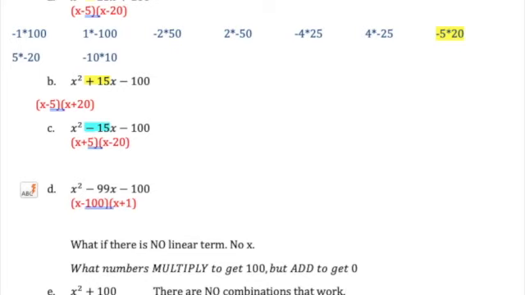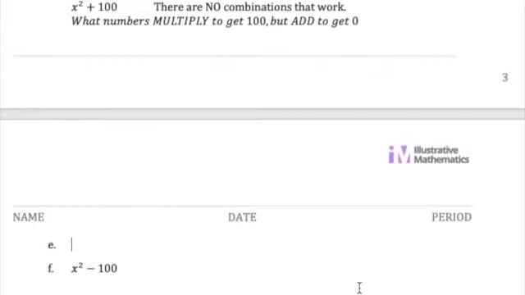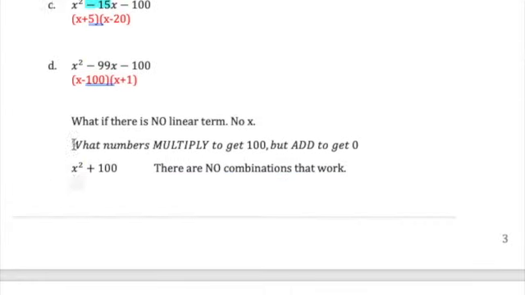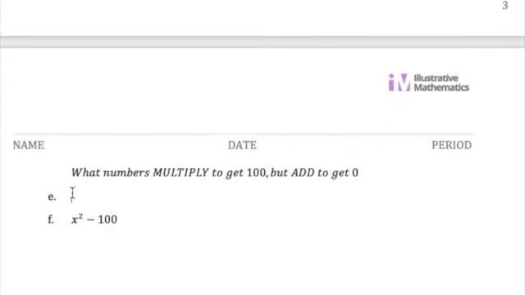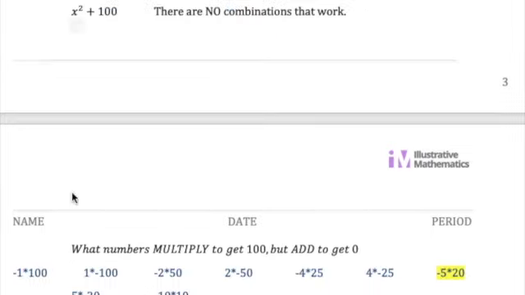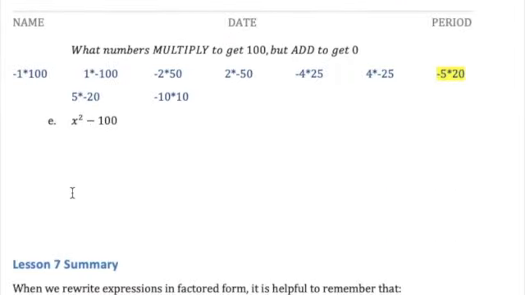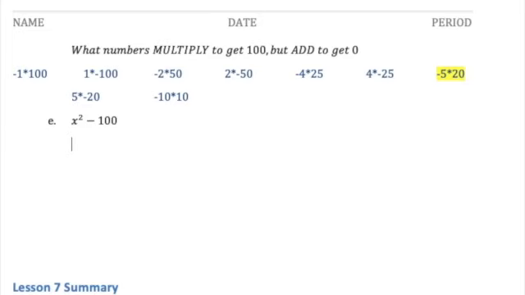But that's not going to be true for the next one, because part F has something slightly different. So we're going to look at what numbers multiply to get -100, but add to get 0. So here's my -100 list. I'll copy that down again. And which factors on this list add to get 0? Well, -10 and 10. So this one is going to turn into x minus 10 times x plus 10.